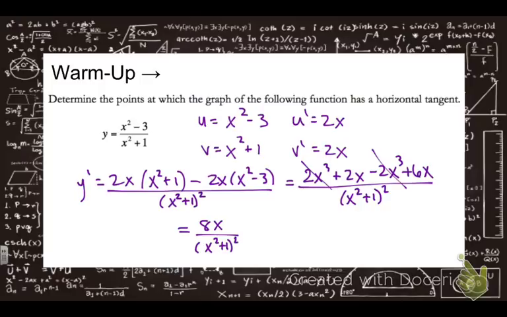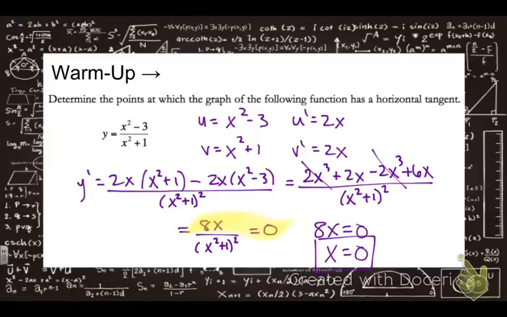Now, horizontal tangent lines, again, are where the derivative is equal to 0. So if I want to know where this equals 0, I am concerned with where the numerator is equal to 0. So I want to know where 8x equals 0, which is at x equals 0, if I divide 8 on both sides. So this is the x value.